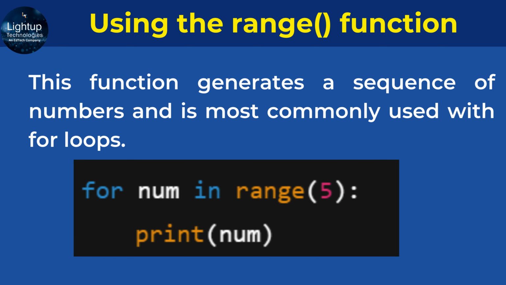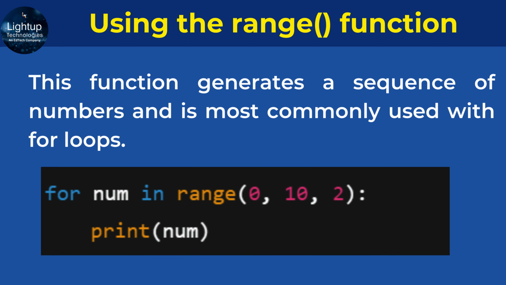This generates numbers from 0 to 4. But you can also specify a step value. Let's say you want to print even numbers only. This prints numbers from 0 to 8, incrementing by 2.